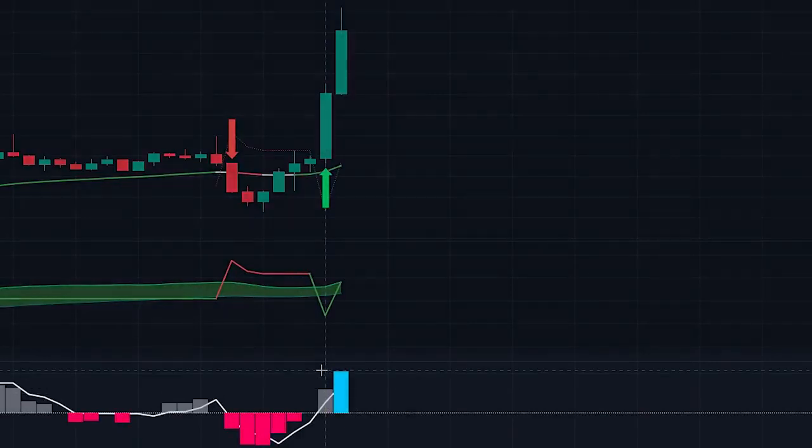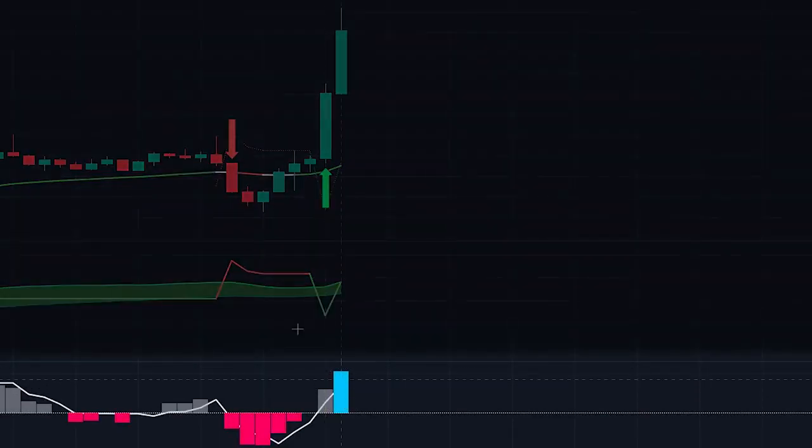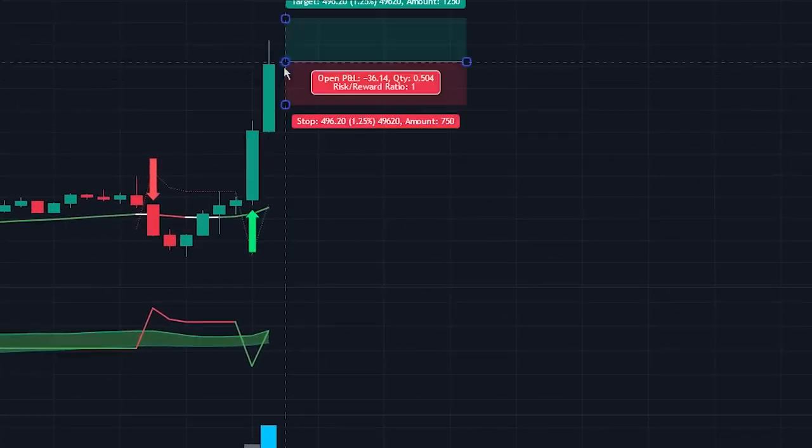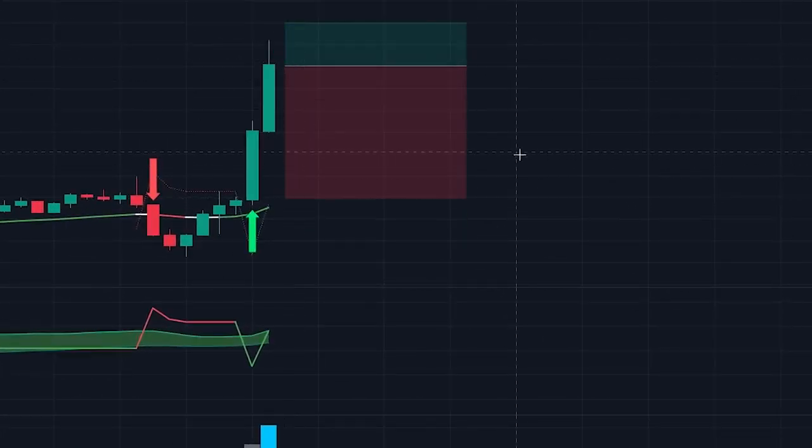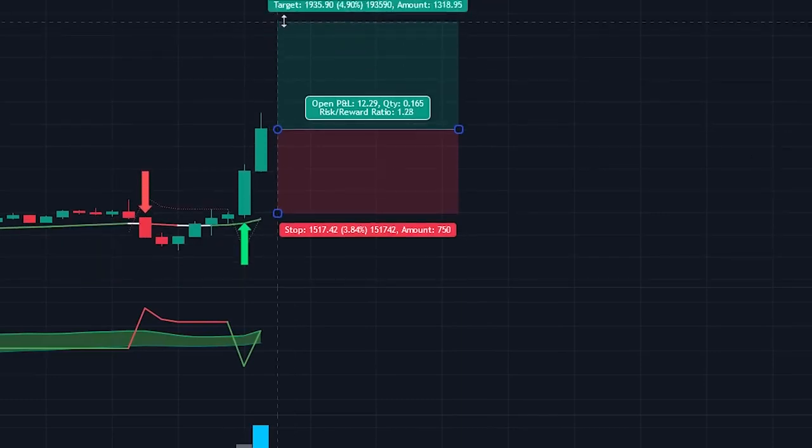Once all of the conditions have been met, we will wait for the QQE Mod histogram to switch to blue. Once this happens, we will enter into the buy position. We will put the stop loss at the recent swing low. For the take profit, we will target a 1.5 times risk to reward ratio. Now let's see how the trade plays out.